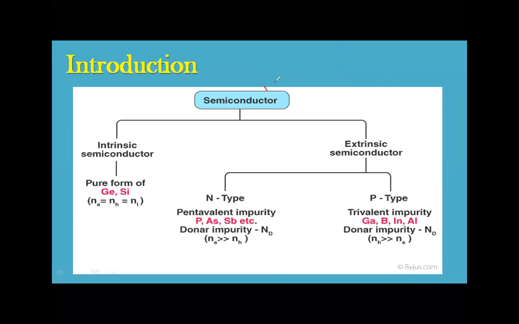Semiconductors are classified into intrinsic semiconductors and extrinsic semiconductors. Intrinsic means a very pure semiconductor. We are not adding any impurities, just germanium or silicon. We don't add anything here. Which means the number of electrons must be equal to the number of holes.